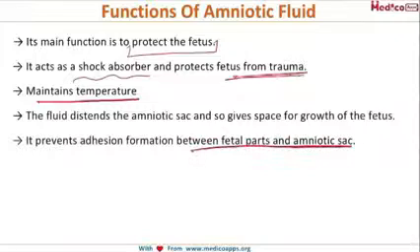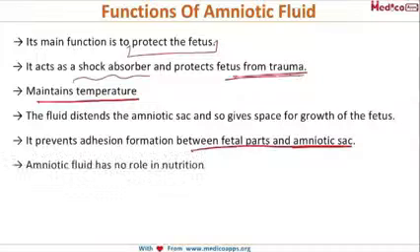And in case of oligohydramnios, when this amniotic fluid is decreased, it leads to certain complications because the space becomes less. And one important thing, that this amniotic fluid does not have any role in nutrition. Amniotic fluid does not provide any nutrition to the baby as such. It has mainly protective functions.